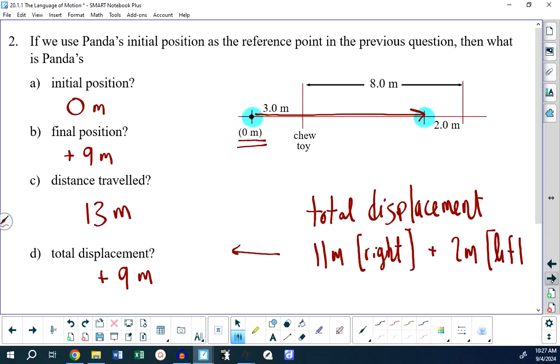Well, how do you add things with directions? I'm getting a little bit ahead of myself in the course, but the answer is you change the directions to mathematics. Right means positive 11. Left means negative 2. And that gives you 9.